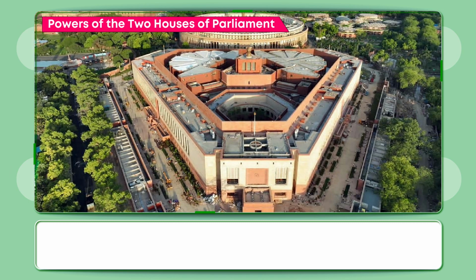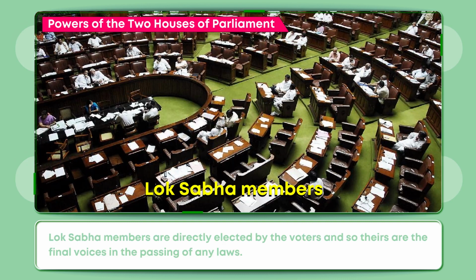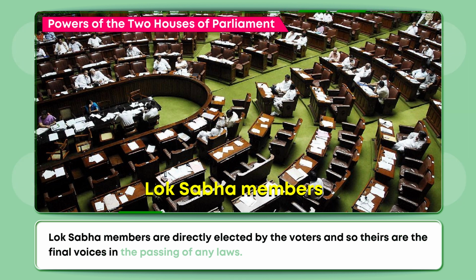Powers of the two houses of Parliament. Lok Sabha members are directly elected by the voters, and so theirs are the final voices in the passing of any laws.